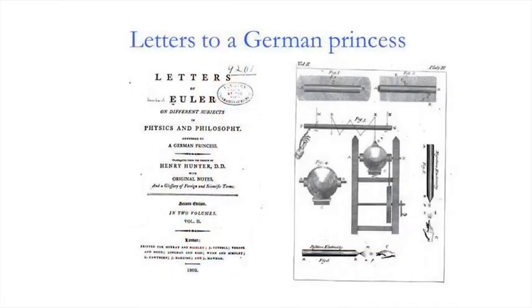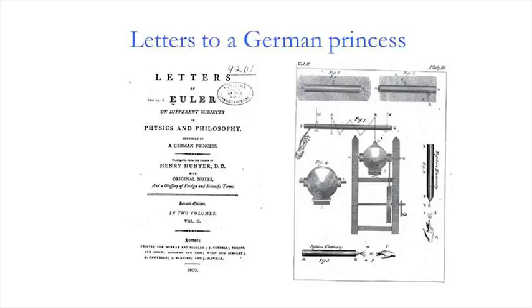Euler was also a gifted expositor and author. His books are very readable. And one of the most popular of his works, I think it might be still in print today, it's certainly available on the web in various versions, was his letters to a German princess, a survey of popular science and philosophy written for the layperson, as you can see from the description on the title page here.